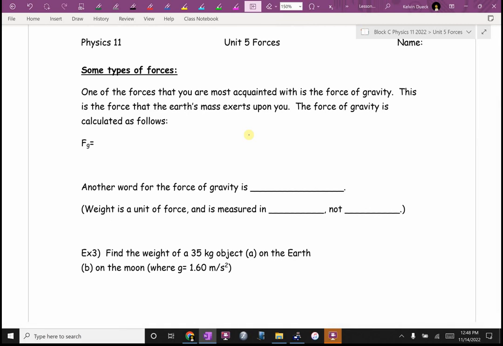One of the forces that you are most acquainted with is the force of gravity. This is the force that the Earth's mass exerts upon you. The force of gravity is calculated as follows. Everybody, F equals what? So the force of gravity is going to be mg, where g is 9.8. Not negative 9.8. We'll take care of the negative in our setup. We're just going to put the magnitude of 9.8.